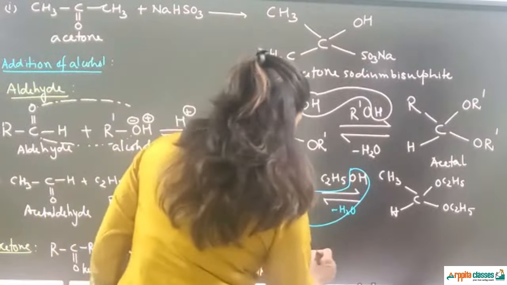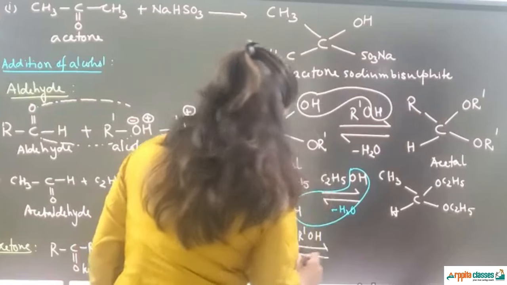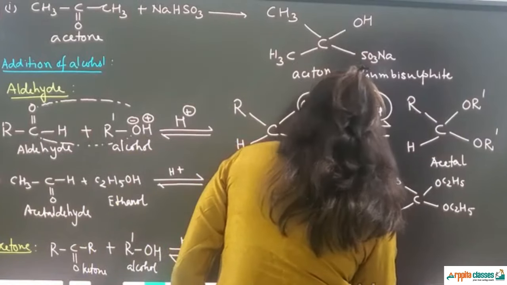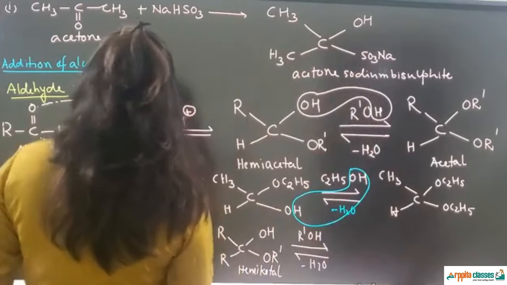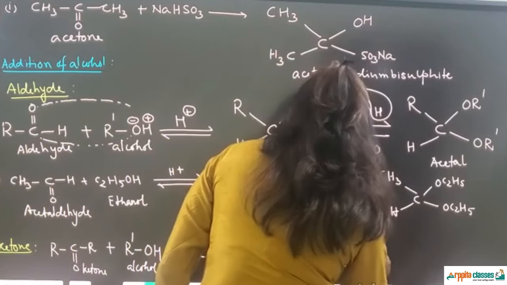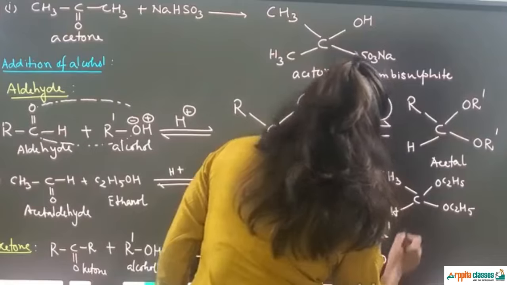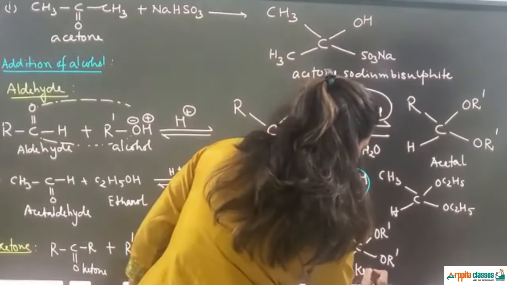Then again you are putting another molecule of R dash OH. So water molecule will be removed from here. Try to write down the product. See, this is R. So we'll take R, C, R. This side OR dashed and this side also OR dashed. So this particular compound is called as ketal.